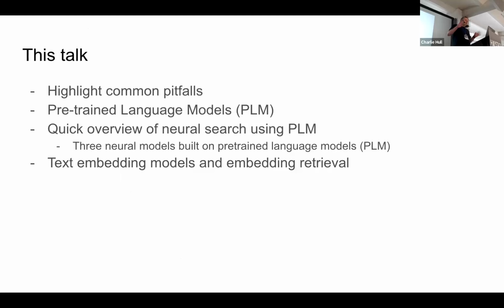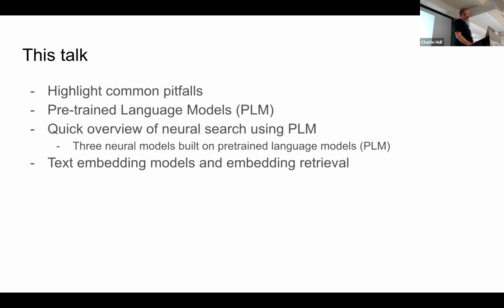In this talk, I'll briefly highlight some pitfalls or things that you should be aware of when you're considering vector search, neural search, or semantic search. There is a lot of fuss around this. I'll briefly talk about pre-trained language models, because we need some understanding of them to understand how we obtain these vector representations. Then I'll give an overview of three different methods for using them for search. Then I'll talk about off-the-shelf embedding models and what to watch out for when you are doing embedding retrieval. Embedding retrieval is another word for vector search.